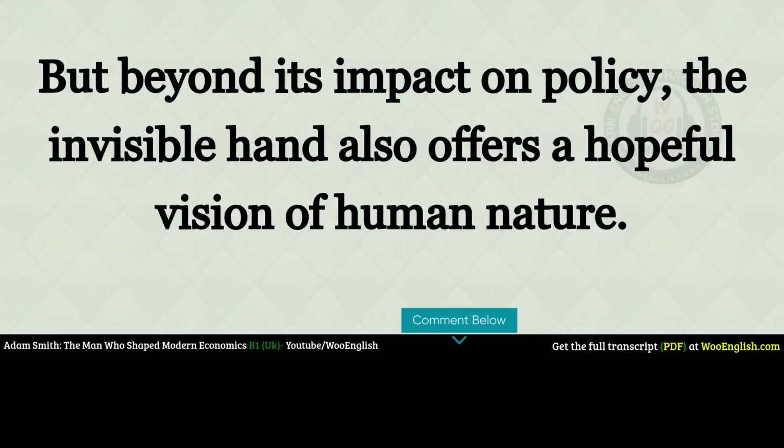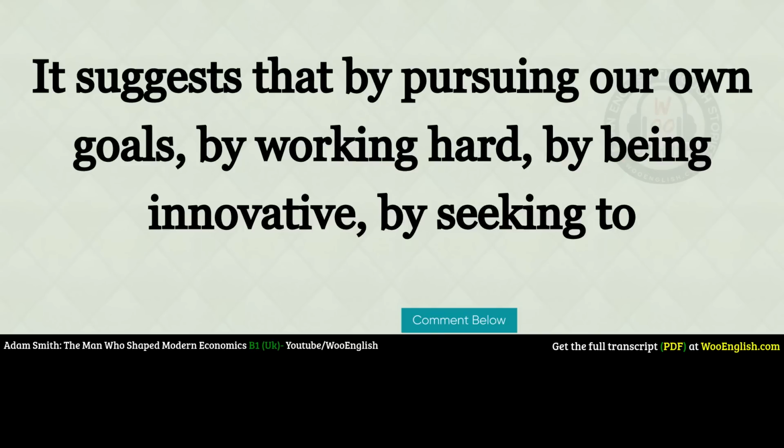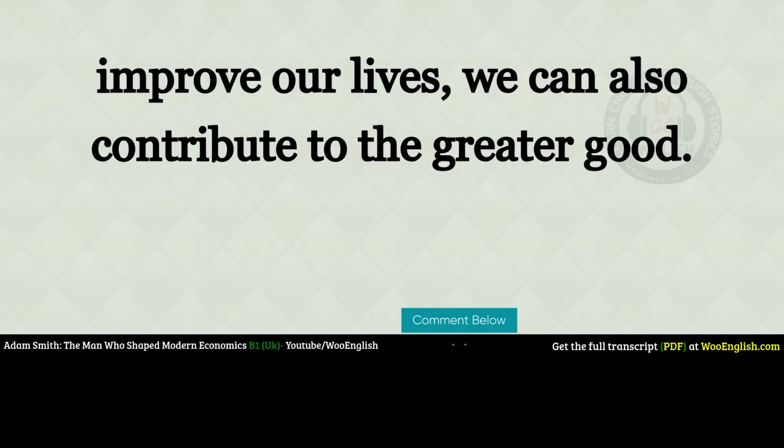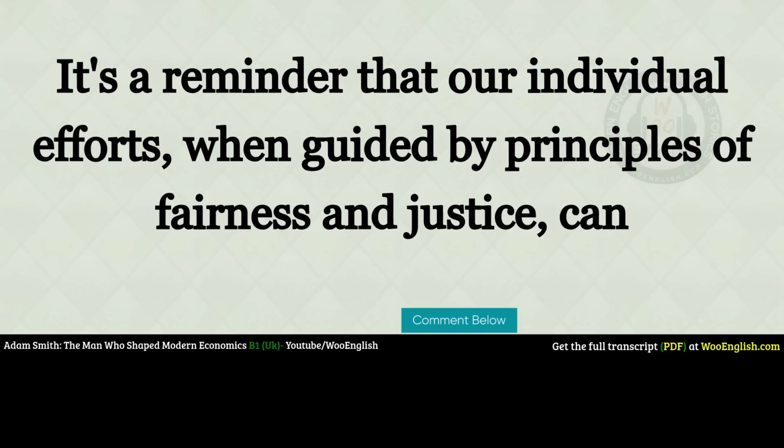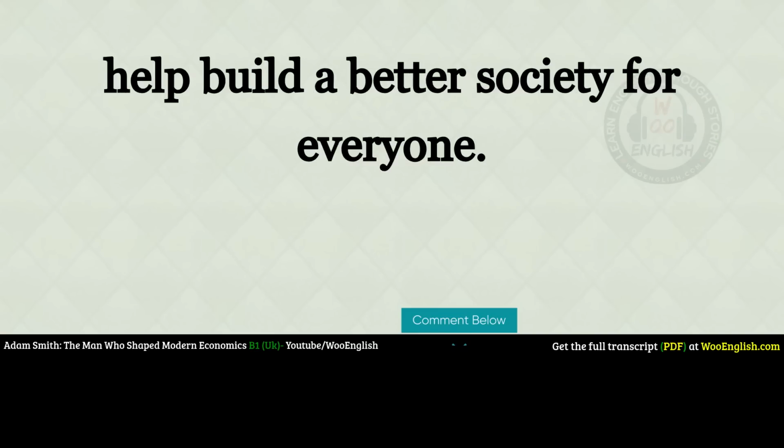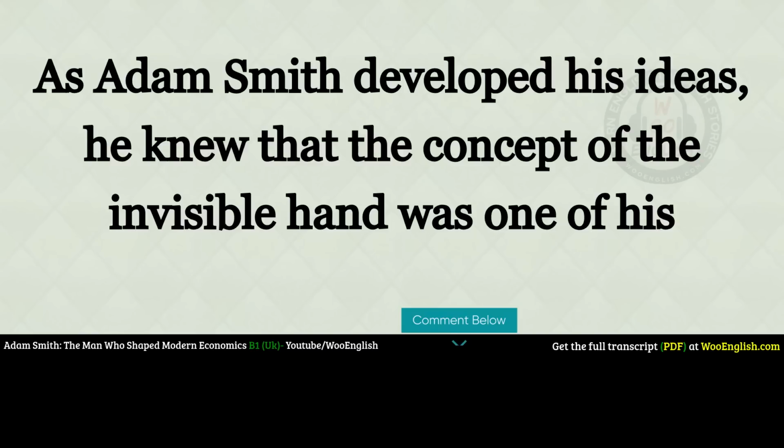But beyond its impact on policy, the invisible hand also offers a hopeful vision of human nature. It suggests that by pursuing our own goals, by working hard, by being innovative, by seeking to improve our lives, we can also contribute to the greater good. It's a reminder that our individual efforts, when guided by principles of fairness and justice, can help build a better society for everyone.